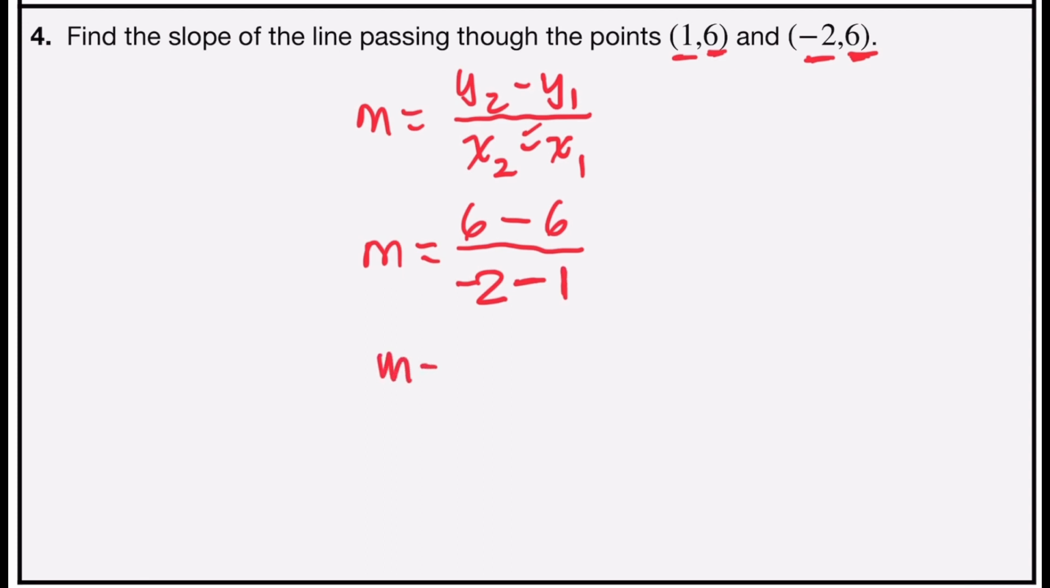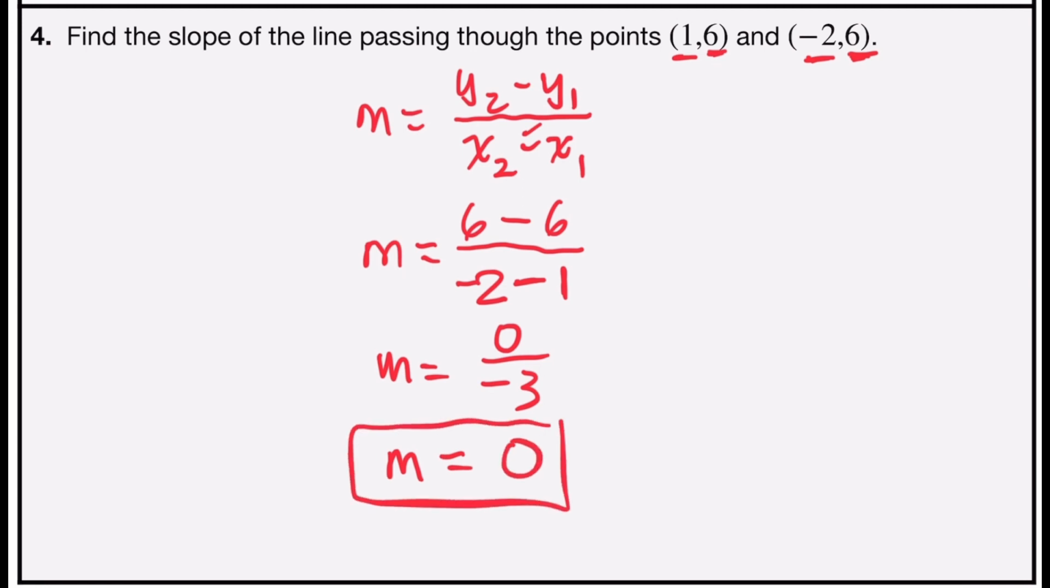If I then simplify, 6 minus 6 is 0, and negative 2 minus 1 is negative 3, and 0 divided by negative 3 is 0. So the slope of this line would be 0, which actually means it's a horizontal line.